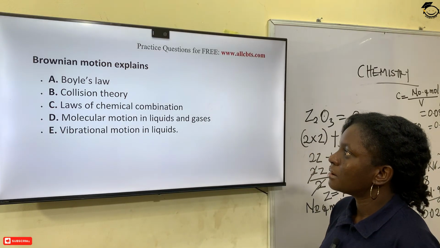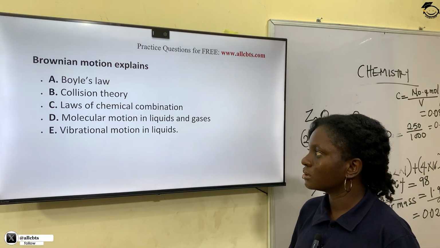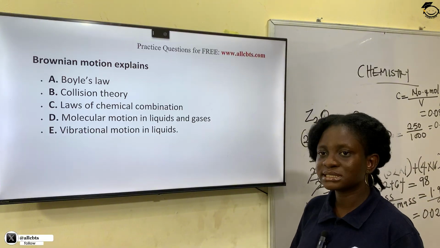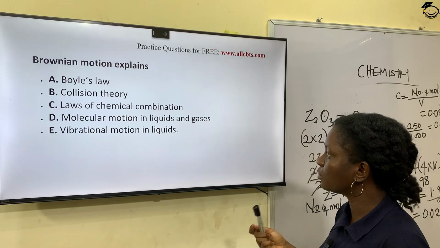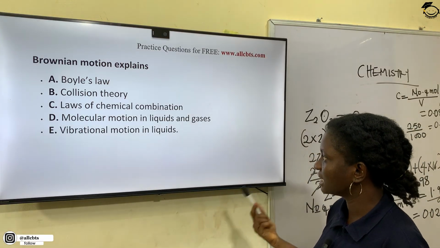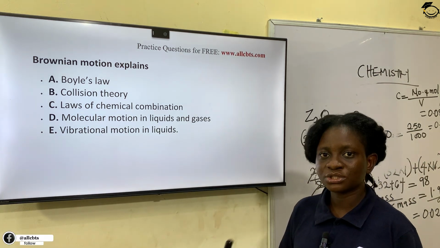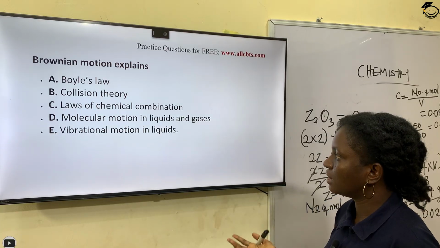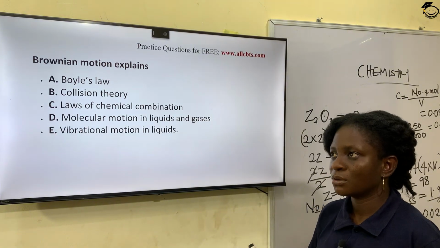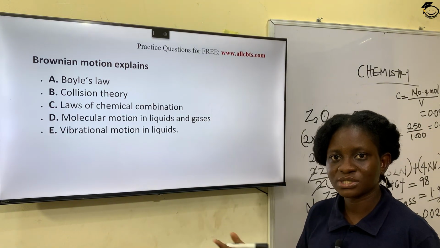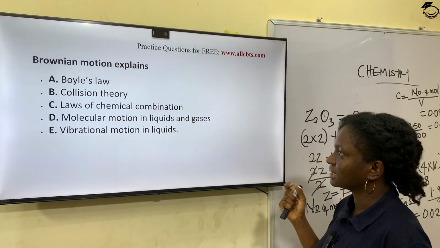Next question. Brownian motion explains A. Boyle's law, B. Collision theory, C. Laws of chemical combination, D. Molecular motion in liquid and gases, E. Vibrational motion in liquid. Brownian motion is explained as molecular motion in liquid and gases, like a random motion when dust particles collide. So it's molecular motion in liquid and gases. Option D.